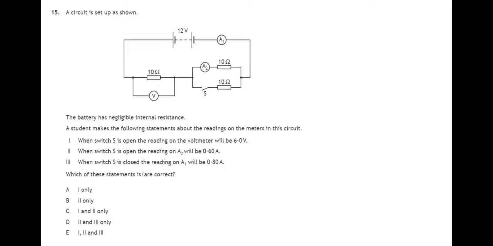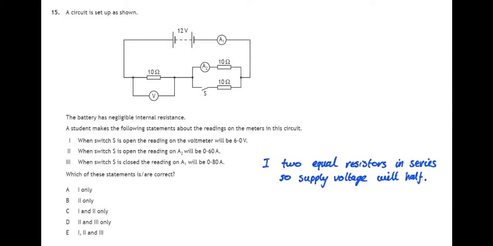So when switch S is open, that's effectively like that bottom 10 ohm resistor not existing at all. And therefore, we've just got 2 10 ohm resistors in series. If we've got 2 identical resistors in series, then the supply voltage will be split equally between the 2. So in this case, the supply voltage is 12. The voltage across each of the 2 10 ohm resistors would be 6. So that is correct.